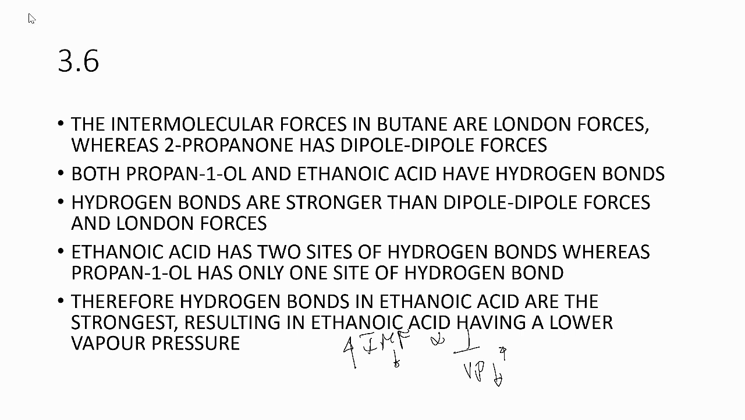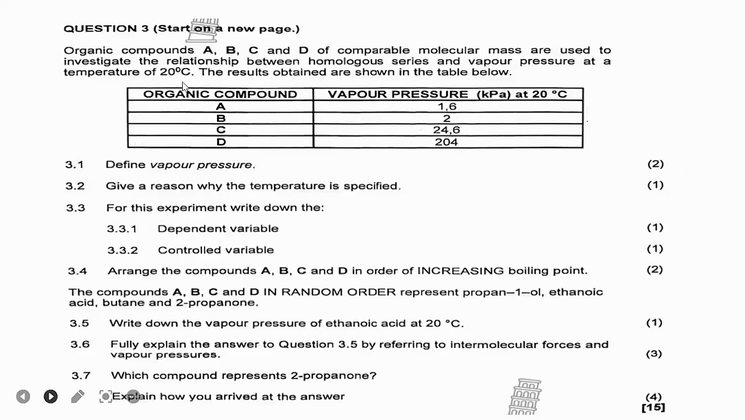Right. Okay, so now let's proceed. We have 3.7 says, which compound represents 2-propanone? And then they say, explain how you arrived at the answer for 4 marks. So also again here, we must be able to explain that. So, okay, let's go about explaining that one.